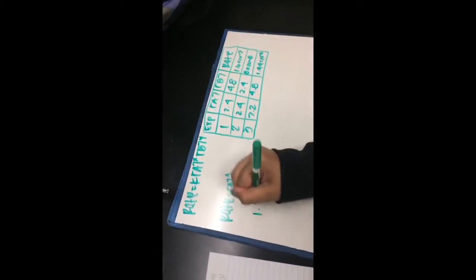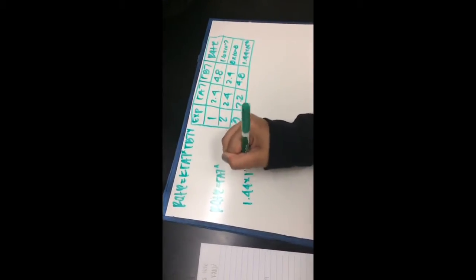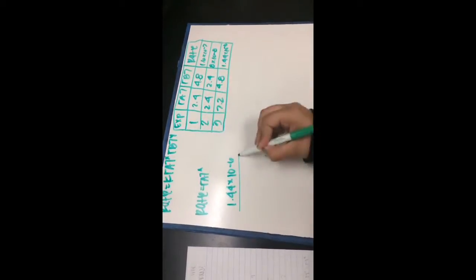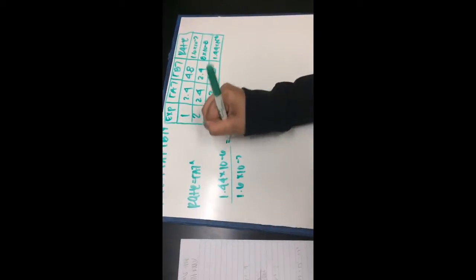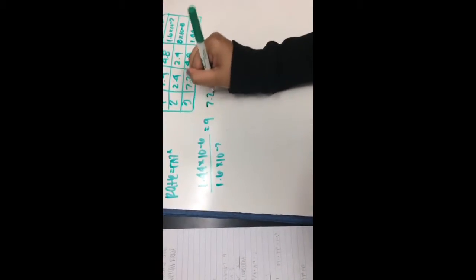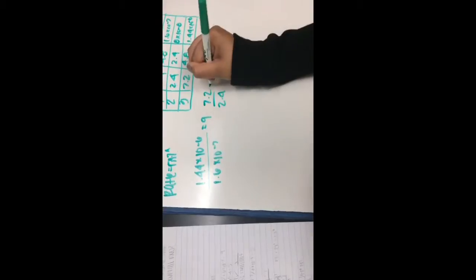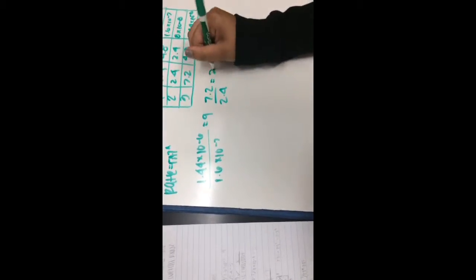So you're going to be doing 1.44 by 10 to the negative 6 divided by 1.6 by 10 to the negative 7th, and that gives you an answer of 9. Then you will be solving for the concentration of A, which is going to be 7.2 over 2.4. And that comes out to be 3.